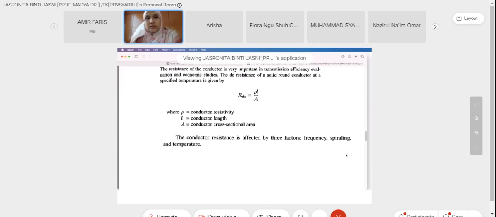Understand? But for the ideal case, what is the ideal case? Frequency will be ideal, there is no spiraling, and the temperature is also the ideal temperature. So that will be the ideal case. But it won't happen in real life. Understand?